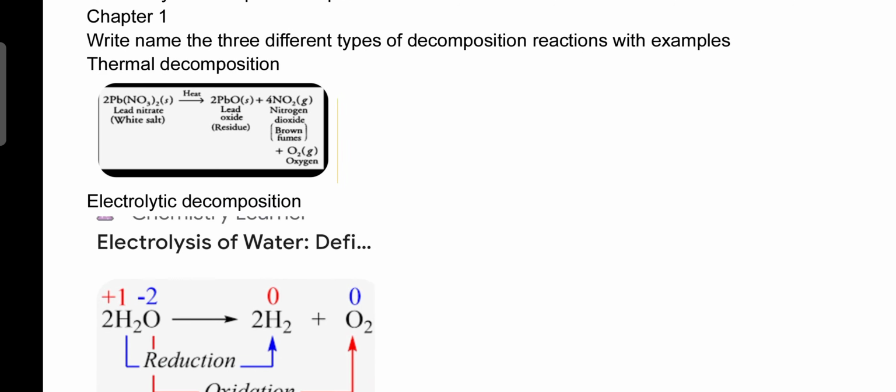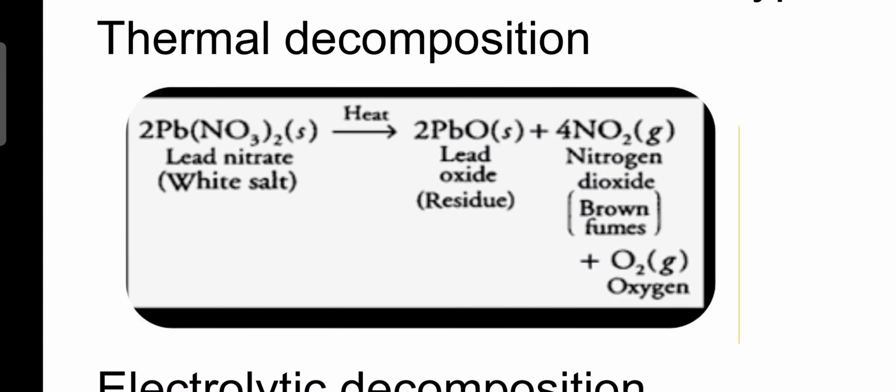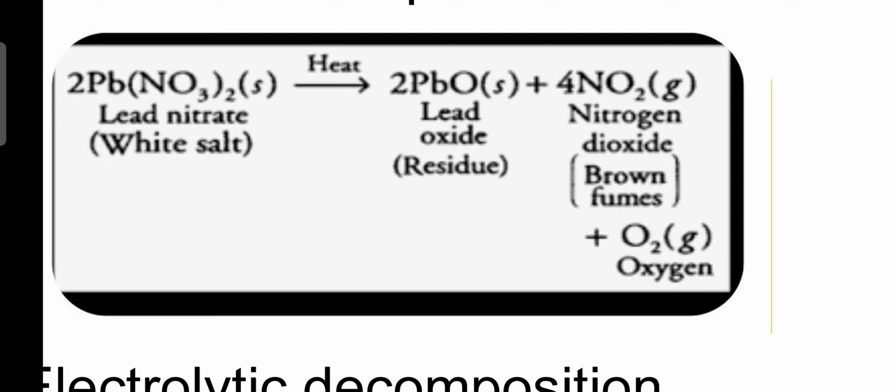The first kind of the decomposition reaction is thermal decomposition. Thermal means the heat. The heat is used to decompose the materials in this chemical reaction. The important example is lead nitrate, Pb(NO3)2, on heating gives lead oxide and nitrogen dioxide gas. Nitrogen dioxide gas is brown colored gas, and along with that oxygen is produced.